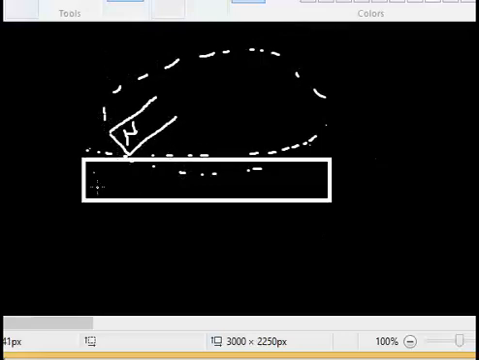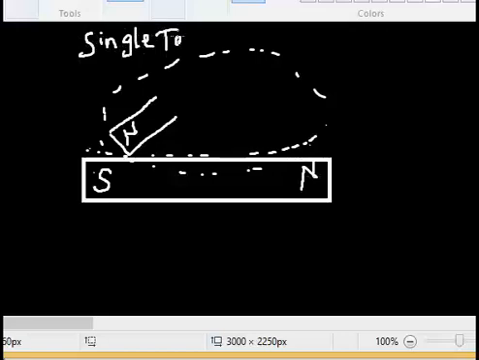If I do that, I will notice that the side where I started from, this bar will become magnetic, and its polarity is going to be opposite to the polarity of the bar magnet. If this is where I started the striking, this end is going to be south and this side is going to be north. This is the single touch method.